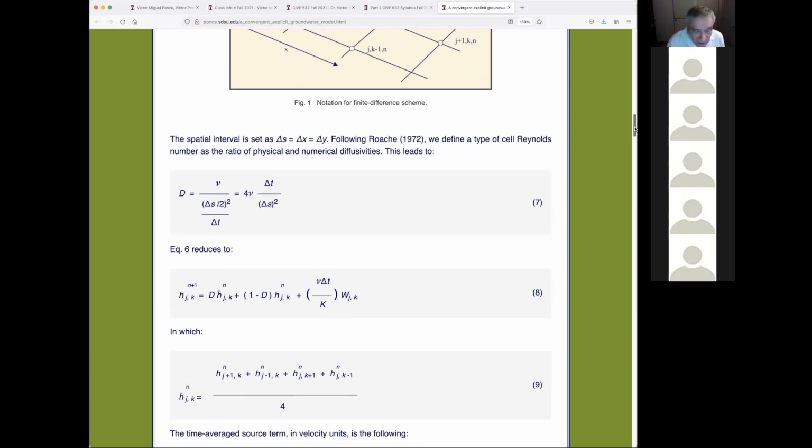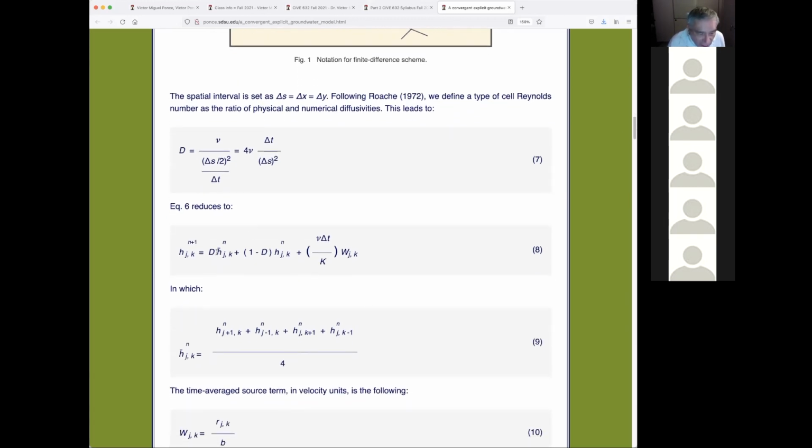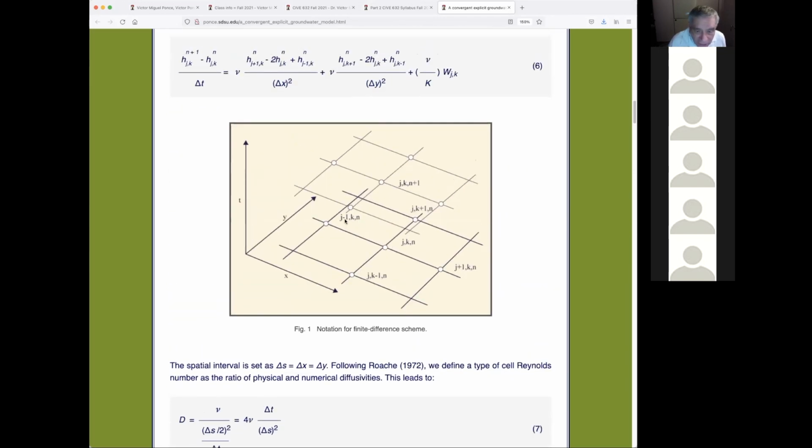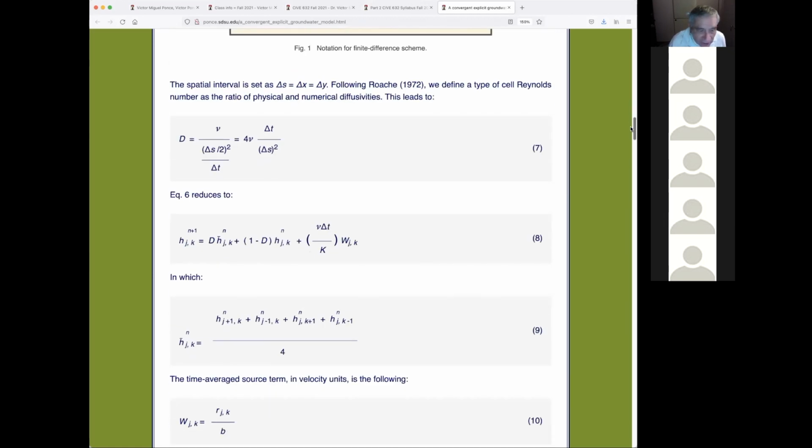Reduces to that, in which the h bar over here, do you see the bar in there? It doesn't quite show itself. The h bar is just the average of these 4 values, 1, 2, 3, 4. So the final formula is d, our cell Reynolds number, times the average, plus 1 minus d times the central value, plus the source term. And that's equation 8.